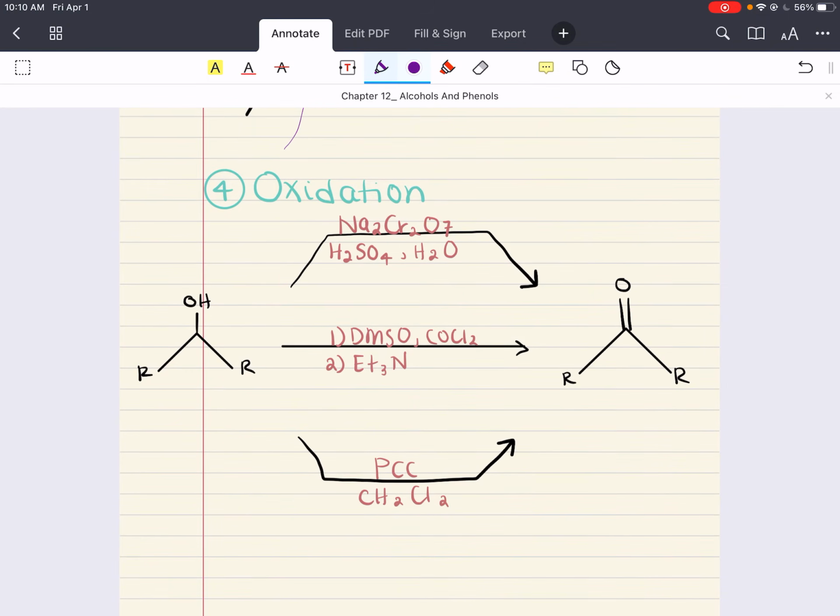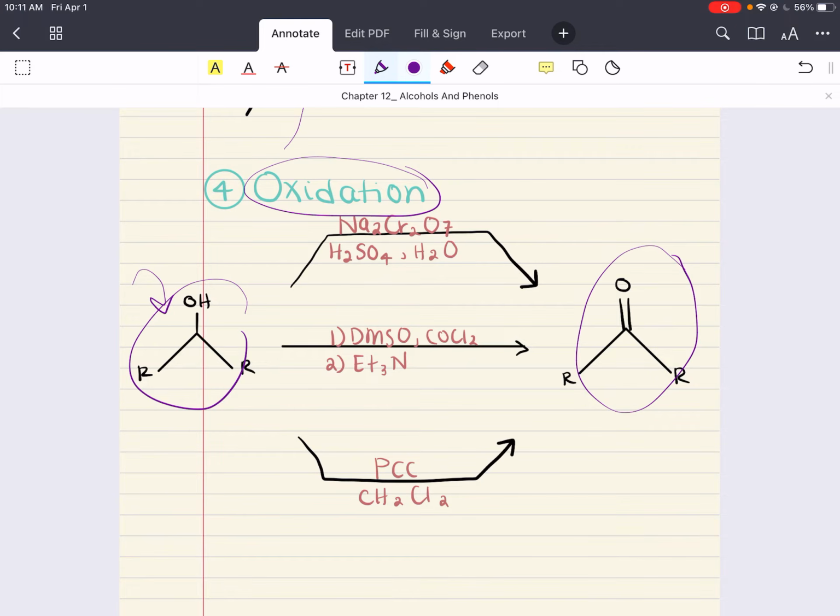Fantastic. Now, alcohols can also go through oxidation reactions. We will now see how we can convert an alcohol back into a ketone or aldehyde. We've covered how to go from a ketone or aldehyde to an alcohol. That was called a reduction reaction. Now we're going to learn how to go from an alcohol back to a ketone or aldehyde. This is called an oxidation reaction.